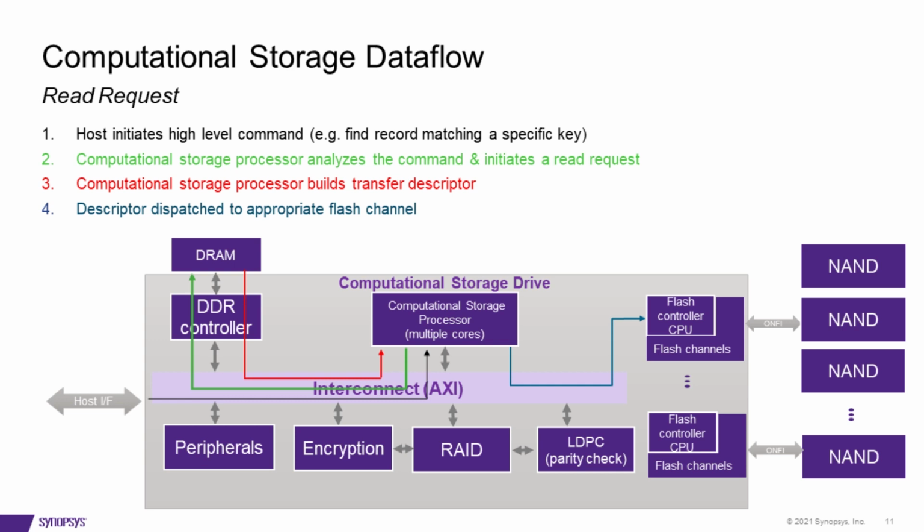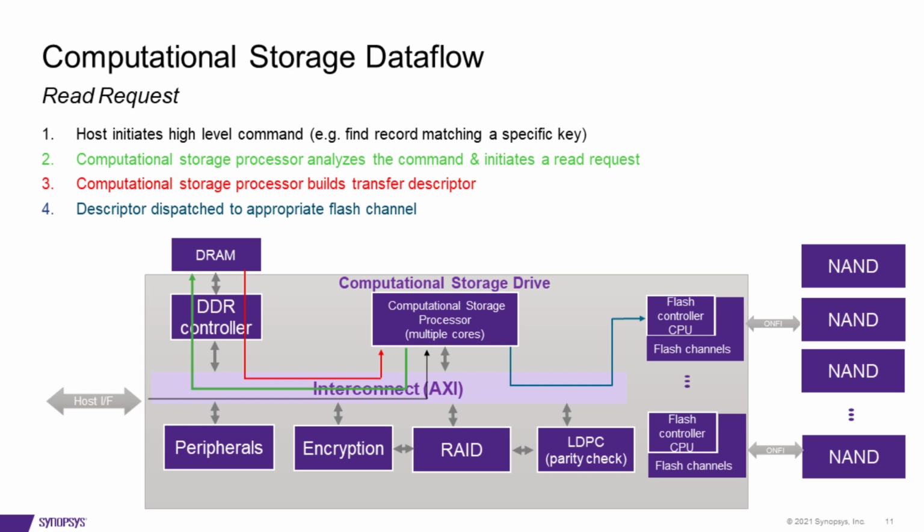All right. So to dive down a little bit deeper, looking at the computational storage architecture that Scott just outlined, let's walk through an example of how the data would flow in a typical transaction that you might see. This example is similar to what Scott outlined in terms of the EPA data, where the host would initiate a high-level command, and this command in this case is finding a record that's matching a specific key.